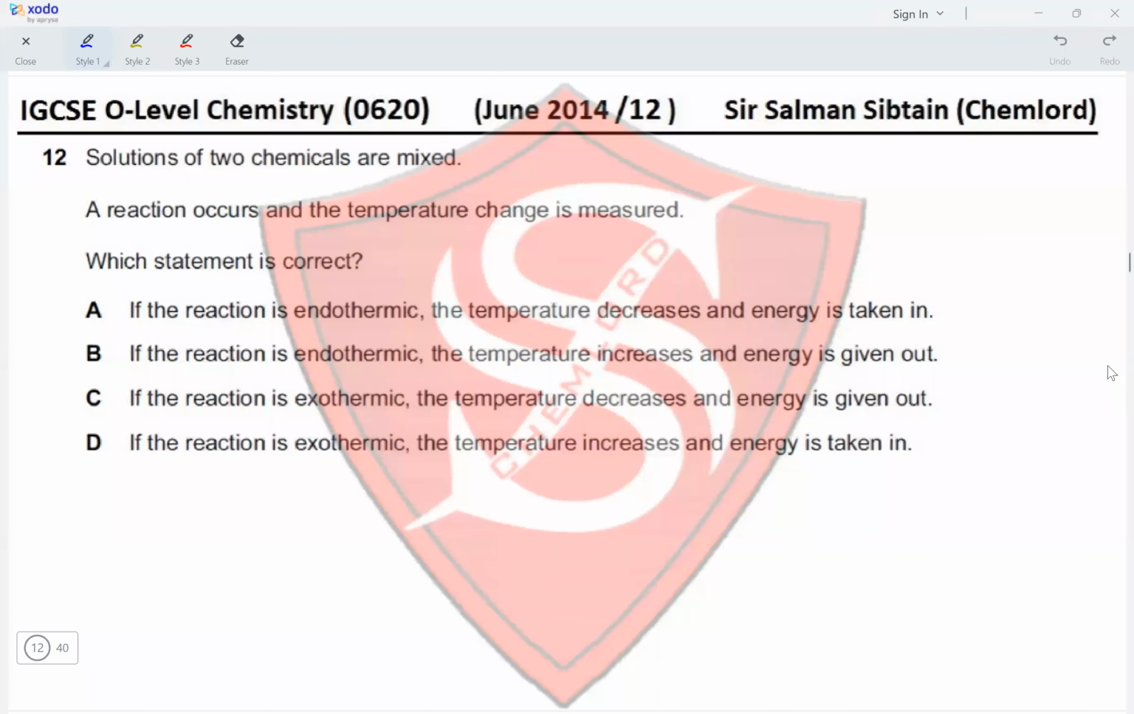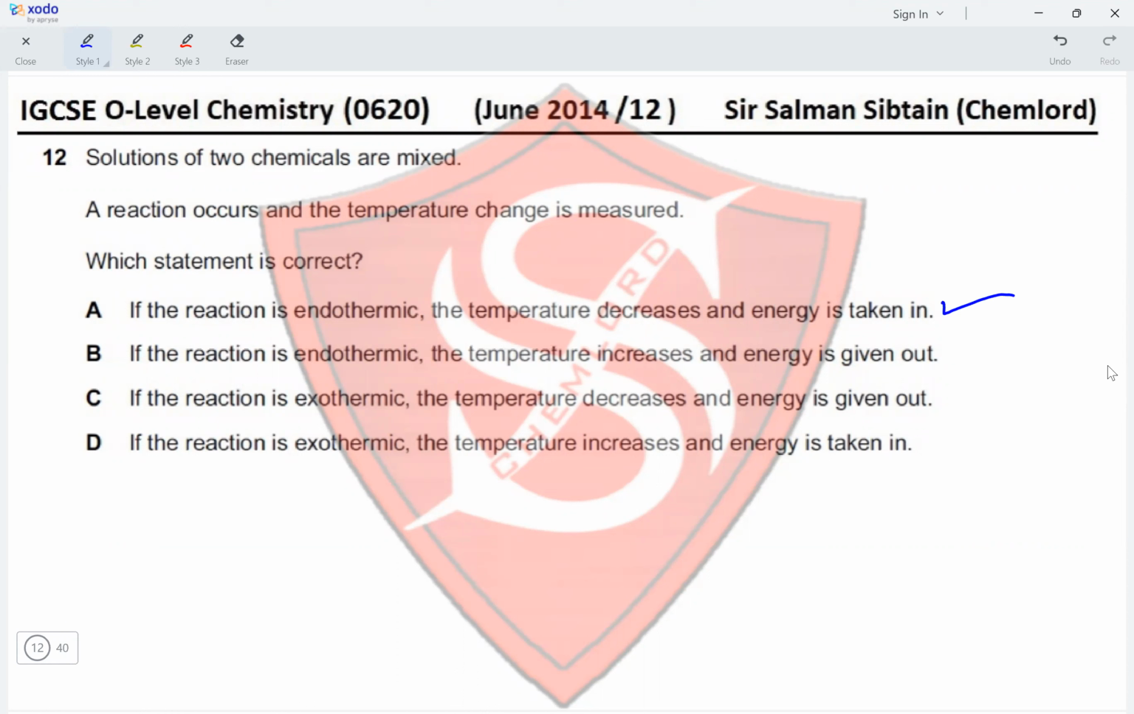Question 12. Solutions of two chemicals are mixed. A reaction occurs and the temperature change is measured. Which statement is correct? If the reaction is endothermic, the temperature decreases and the energy is taken in. Yes, temperature decreases in an endothermic reaction.